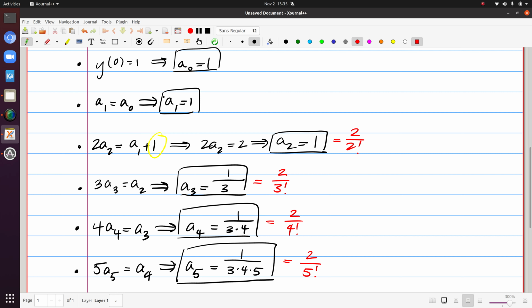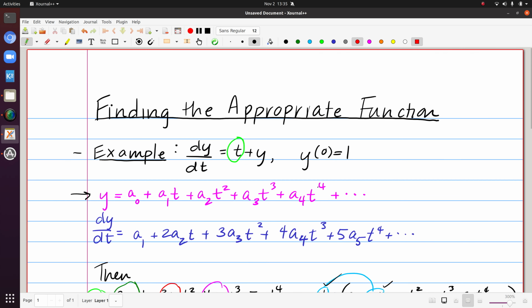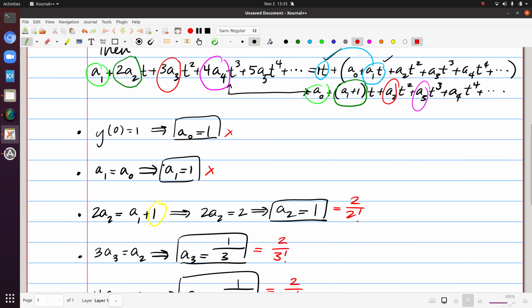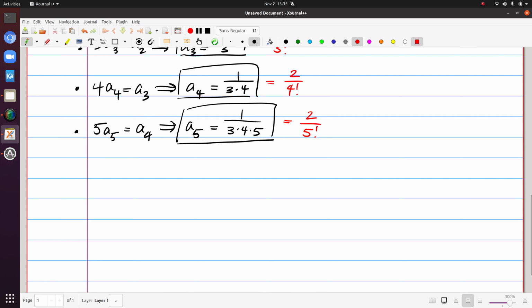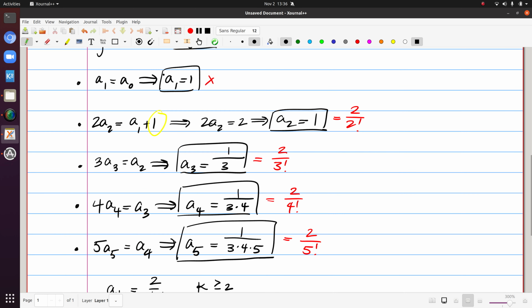Now, the problem is the pattern doesn't apply to these first two terms. 2 over 1 factorial and 2 over 0 factorial should be 2, not 1. So this one is a little bit harder. It doesn't always end up that you get one that's immediately recognizable as a Taylor series like we did in our previous example. So the theme here of this particular video is finding the appropriate function. We might have to do a little bit of work. So what we're finding here is that a sub k is equal to 2 over k factorial as long as k is 2 or greater.